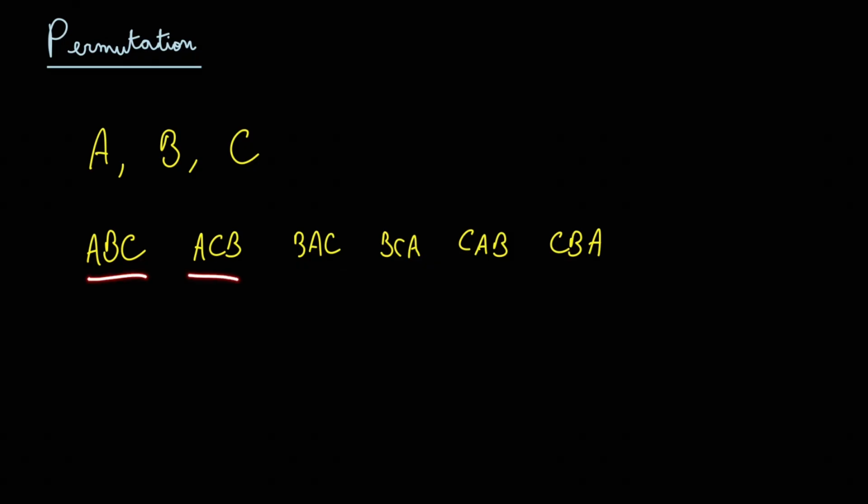Each one of these ways is a permutation. So ACB is a permutation of the letters A, B, and C. BCA is another permutation, CBA, etc. Notice, of course, that the same letters appear each time, but the order is different. That's what makes permutations special.